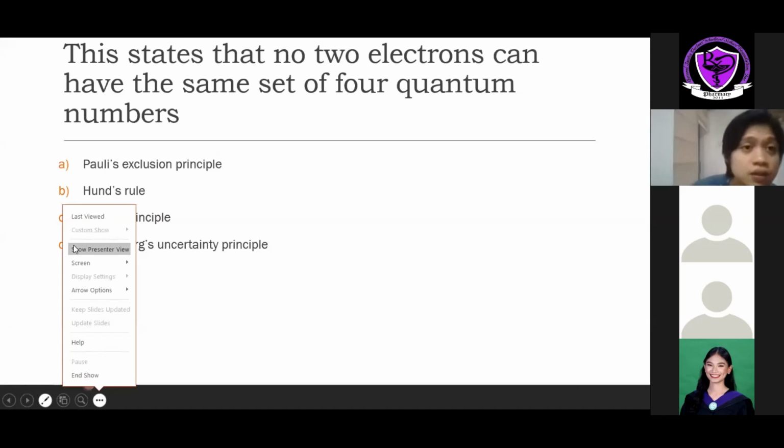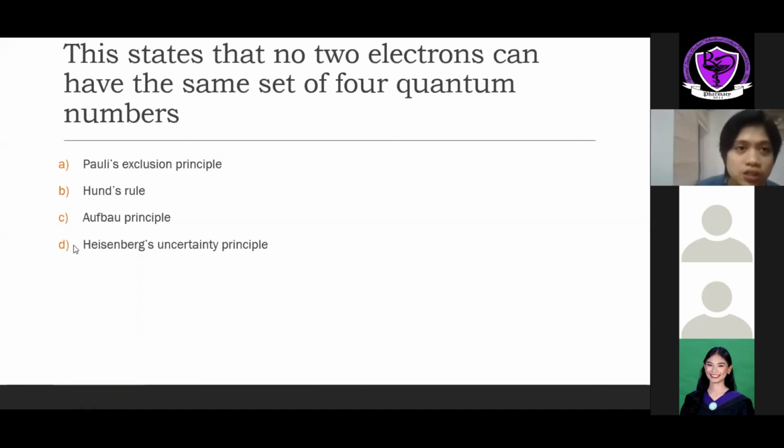A. No two electrons can have the same set of 4 quantum numbers. Answer will be A. Correct. Pauli's exclusion principle. Very good. Nakikinig kayo. Di kasi ito sa slide, di ba? Sinabi ko lang ito. No?